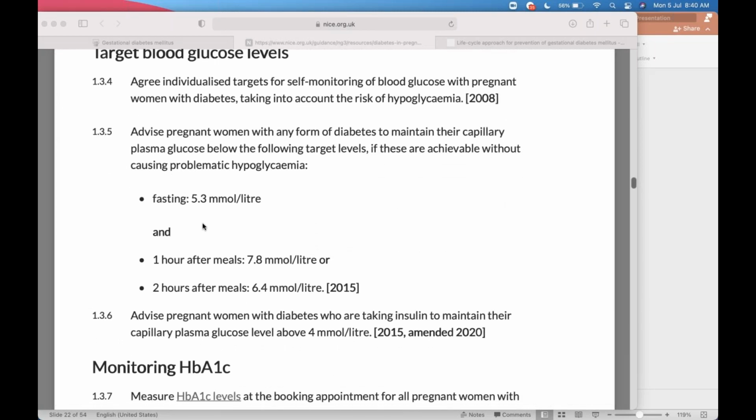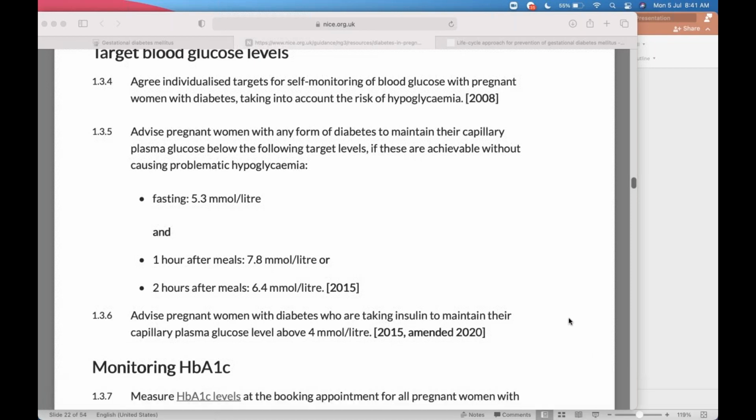Now these target blood levels are all in millimole per liter. I need somebody to parallelly translate these into milligram per deciliter online on Google and tell us in the answer box. What is 5.3 millimole per liter, what is 7.8 millimole per liter, and what is 6.4 millimole per liter? I want you to remember these values only. Multiply by 18, so please multiply and write the answers.